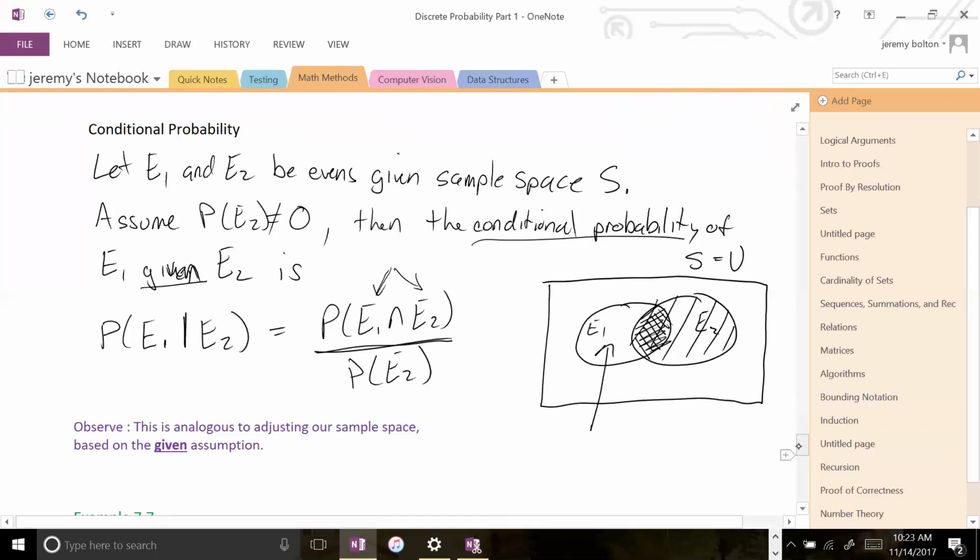Are you sure? Sometimes there are questions about conditional probability. We're going to rely upon this in our next lecture in discrete probability. We're going to look at Bayes' theorem and Bayesian updating, and all of this is going to rely heavily on your understanding of conditional probability. So if you have questions about them, you can ask them now or later.